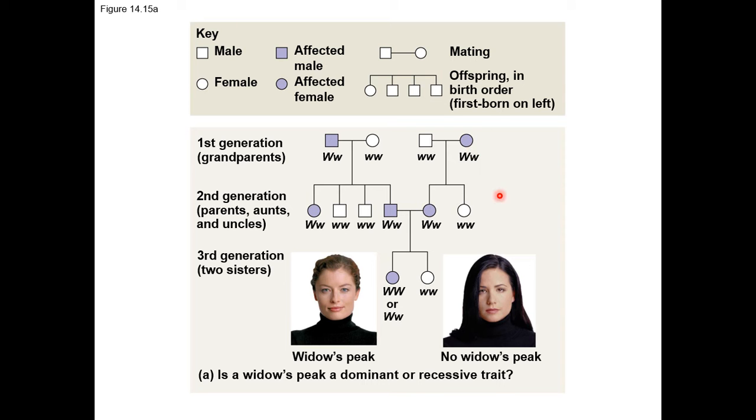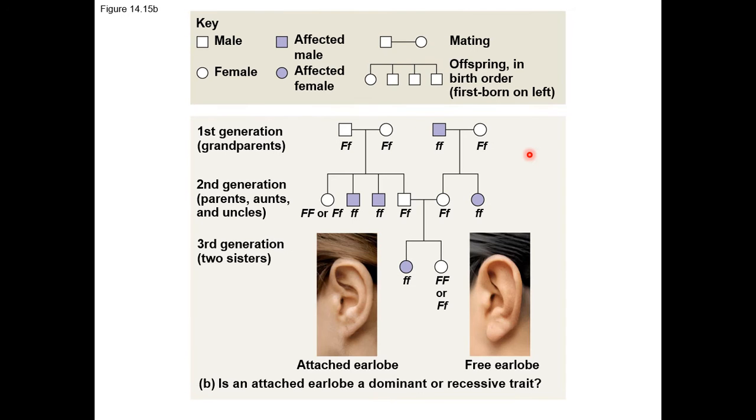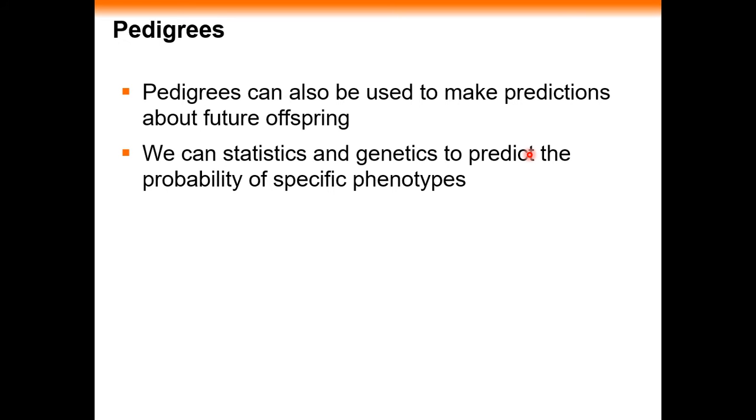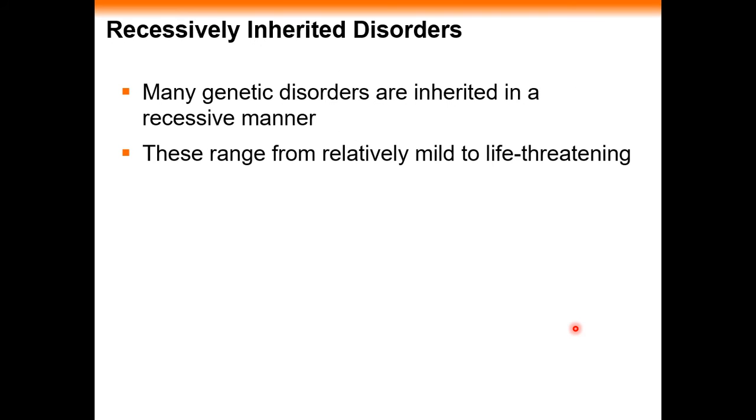And you can do the same things here. So with this, you can look and figure out what is the genotype and what is the phenotype, and you can fill in some missing spots. So we can use a pedigree to make predictions about future offspring. If we don't know, we can use statistics and genetics to figure out what the probability of these phenotypes are going to be, and then what their genotypes probably are.